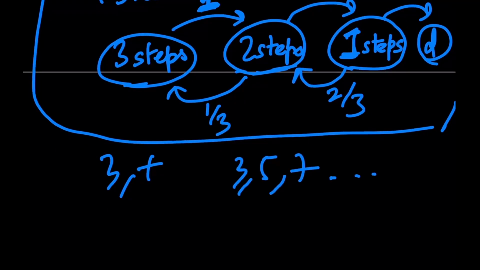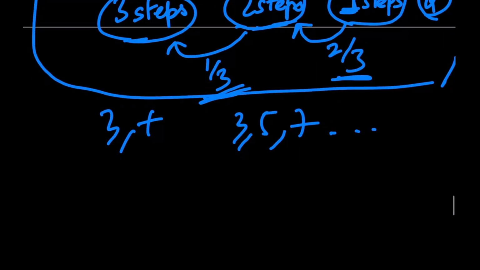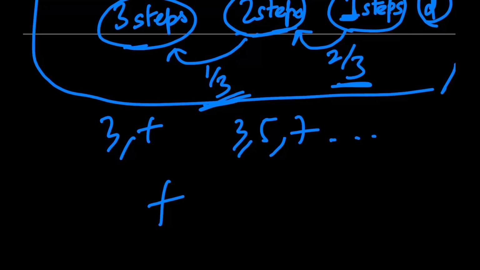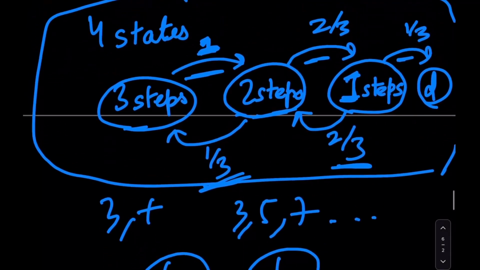Now, why is this? Well, this is because at any point we can either stay. So let me call all of these steps forward steps and all of these steps backward steps, right? So at any point we either take a forward step or a backward step, and in the end the number of forward steps is going to be equal to the number of backward steps plus 3, in order to eventually reach D.